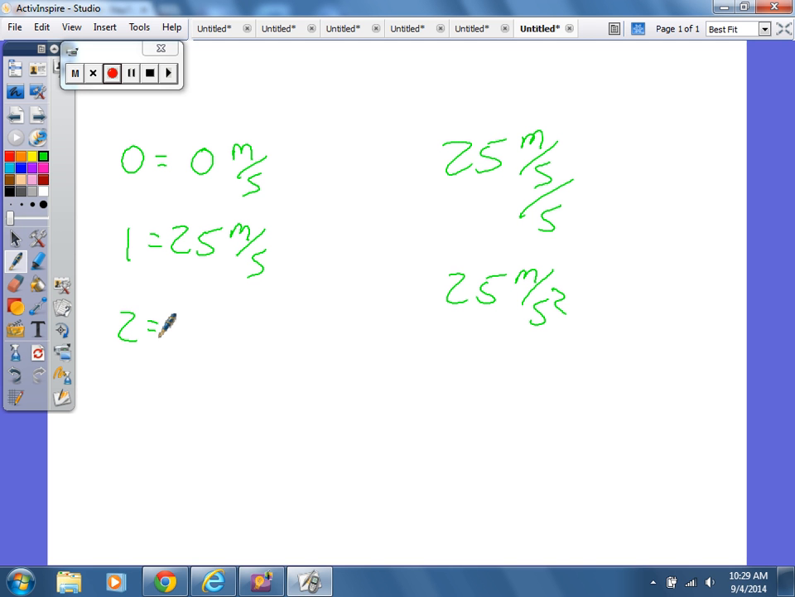After 2 seconds, it was doing how fast? Yes, it sped up another 25 meters per second. So when we add those together, it's 50 meters per second. After 3 seconds, it was doing, that's right, 75 meters per second. And after 4 seconds, which was how long the problem had, if you remember, let's look at the problem.